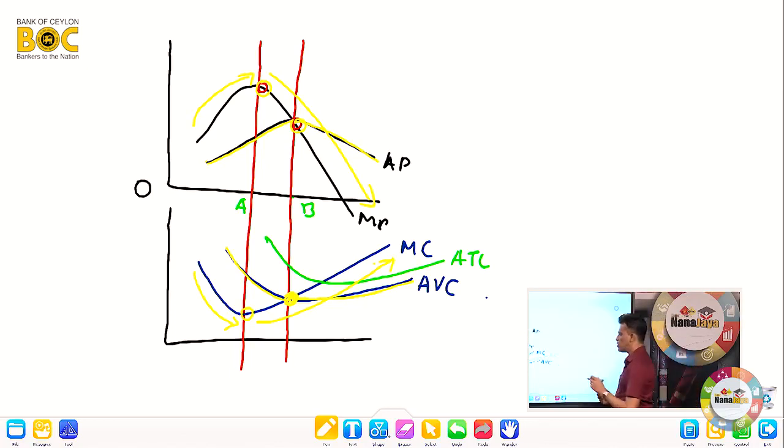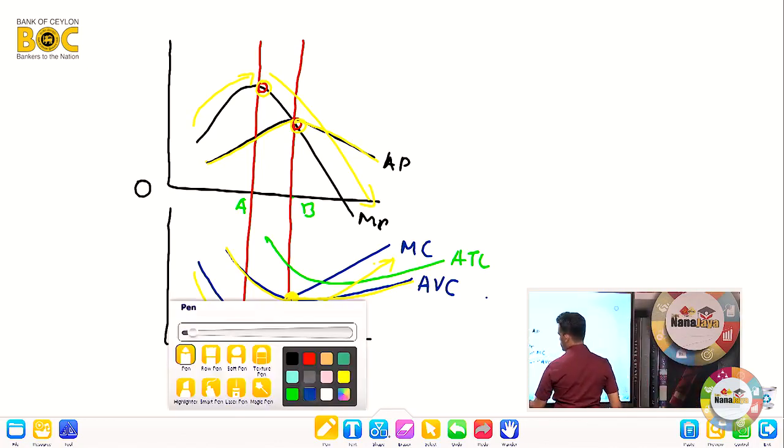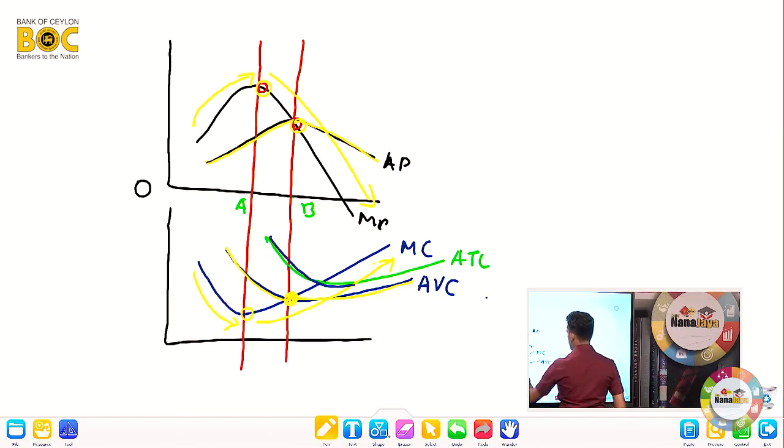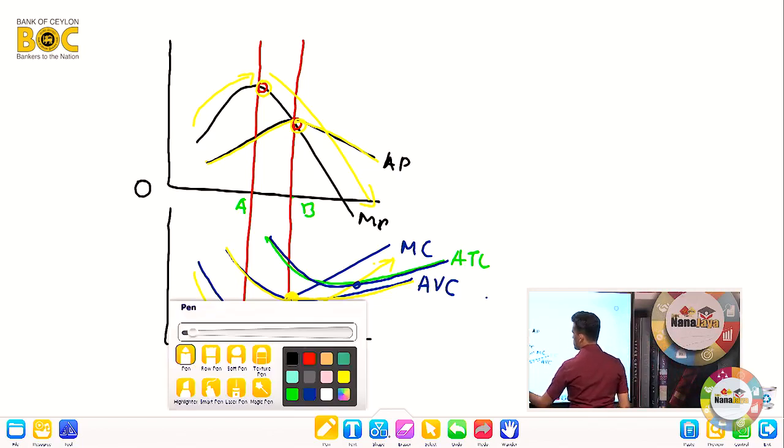The average total cost curve is also taking a U shape like this, but the average total cost curve is not making any mirror effect with any product curve. Right? The mirror effects are there between the marginal product curve and the marginal cost curve, and the average product curve and the average variable cost curve. So this question is talking about this range.